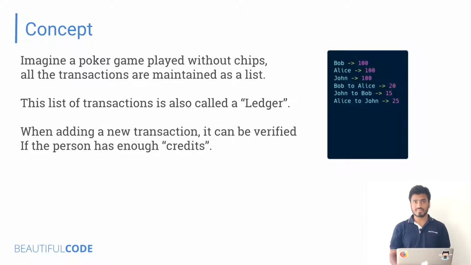Imagine a poker game, but instead of playing with chips, we maintain a transactions list. Instead of having chips, we'll write down how much each individual player is starting with. And whenever a player has to transfer money, they'll add the transaction to the list. And going through the list, you can verify if the player has enough credits or not.